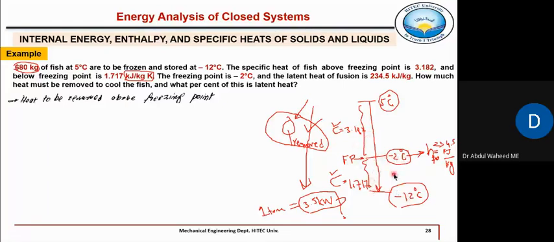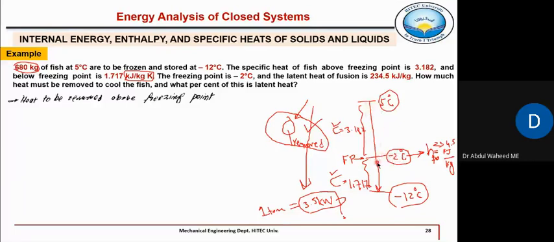We shall calculate heat removed during this part. Then during minus 2 degrees Celsius when phase is changing, and from minus 2 to minus 12 degrees Celsius. And this whole region is solid region, pure solid, because the complete fish is now solidified. So heat to be removed above freezing point. Above freezing point means from 5 till minus 2. At minus 2, it will not freeze immediately. It will take some time to freeze.